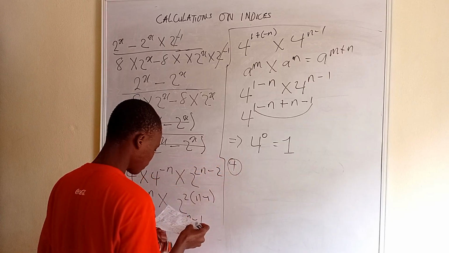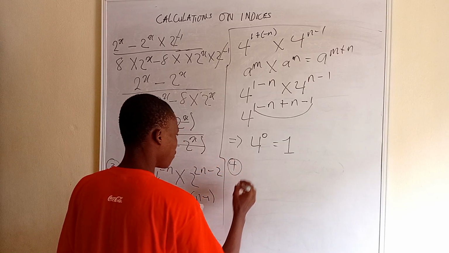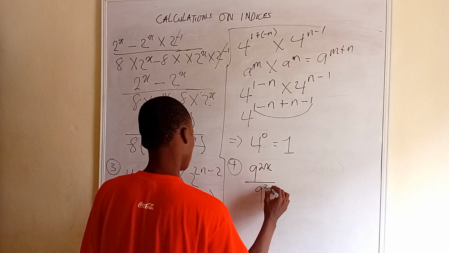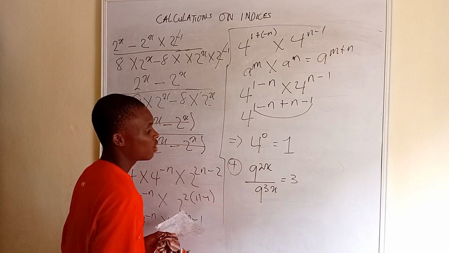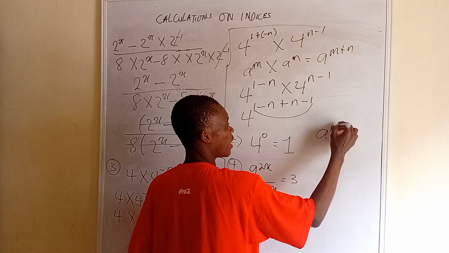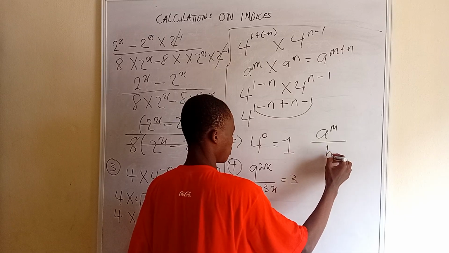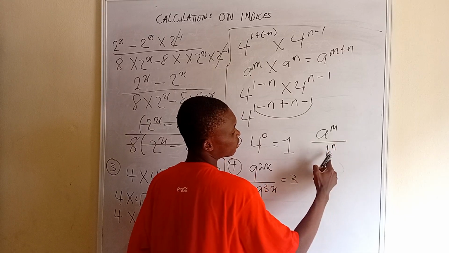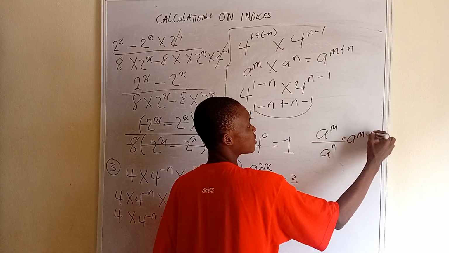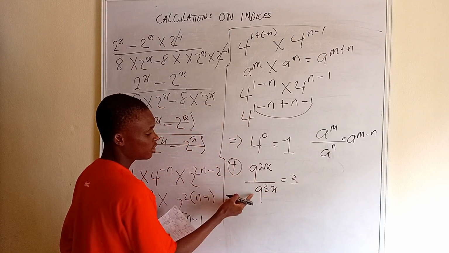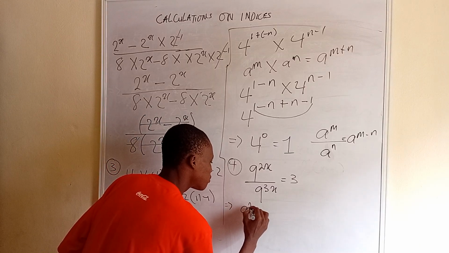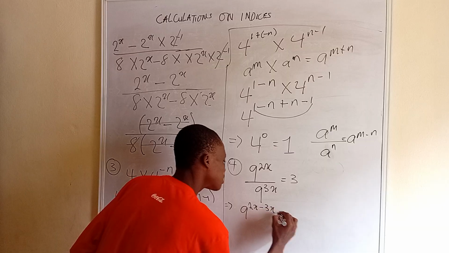Question 4, we have 9 to the power of 2x divided by 9 to the power of 3x equals 3. All right, from here, remember this law of indices. If you have a to the power m divided by a to the power n, that is, if the bases are the same, we take one of the bases and subtract the powers. So from here, the bases are the same. We take one of the bases by saying 9 raised to the power of 2x minus 3x equals 3.